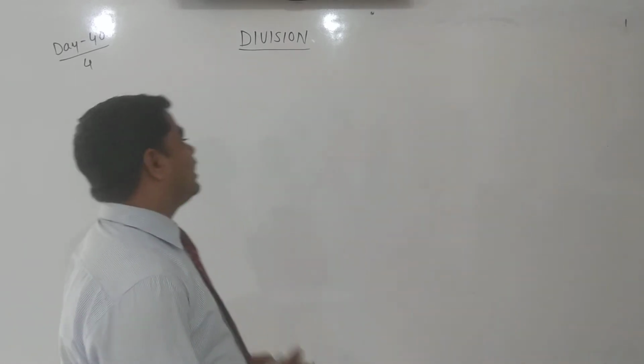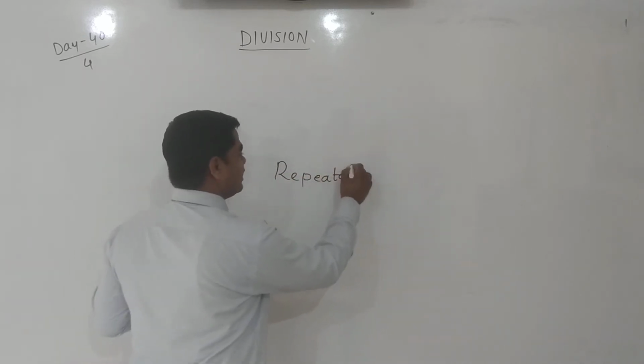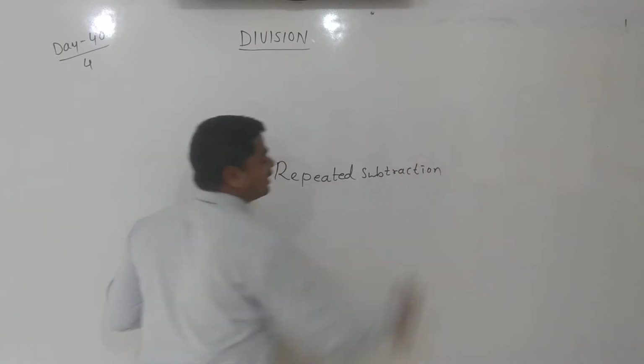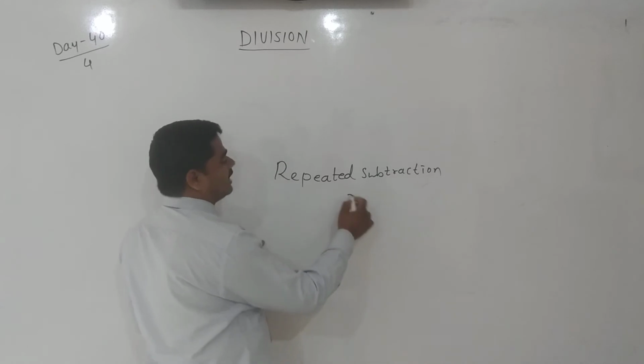Division is a repeated subtraction. What is that? Division is a repeated subtraction. Yes. How multiplication is repeated addition? In the same way, division is a repeated subtraction.